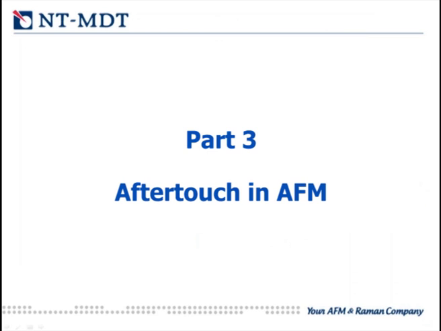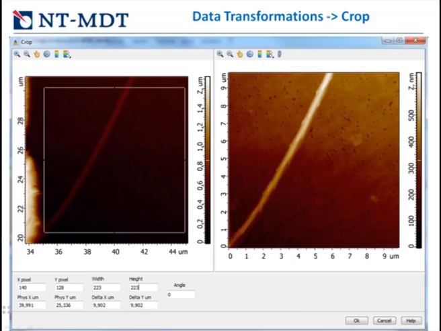Sometimes when we need to correct not the whole image but some of its fragments, we should use methods which apply to some areas of the scan. So I call this set of methods Aftertouch. First method, the simplest one, is named crop.